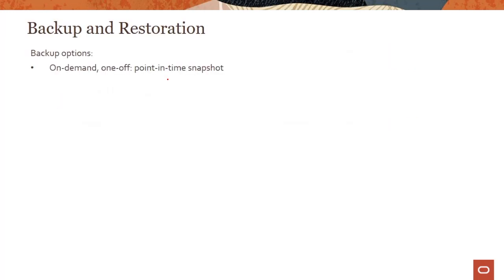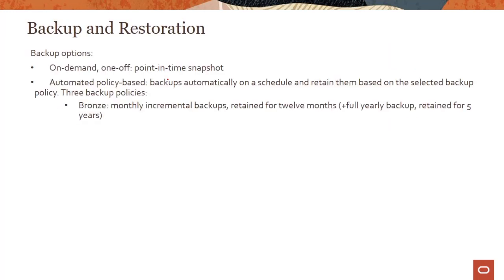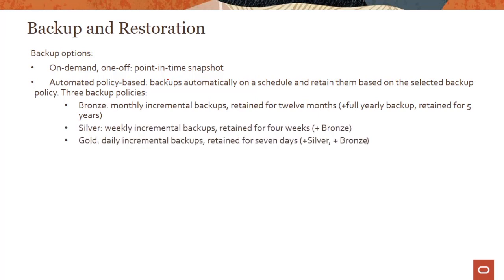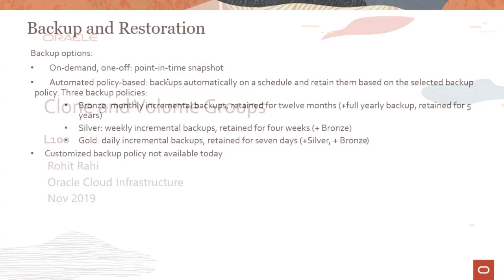The other option, which we just talked about, is automated policy-based backups. What we mean is you take backups on a schedule and retain them based on the selected backup policy. We support three backup policies: bronze, silver, and gold. And don't worry, I'll show this in the console. But today you cannot create a customized backup policy. So you could not say, I want to combine bronze and silver or make my own policy. It's not supported today.